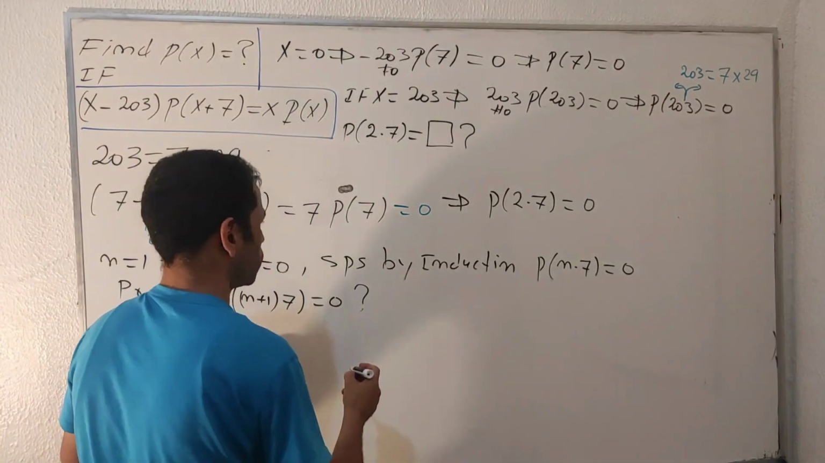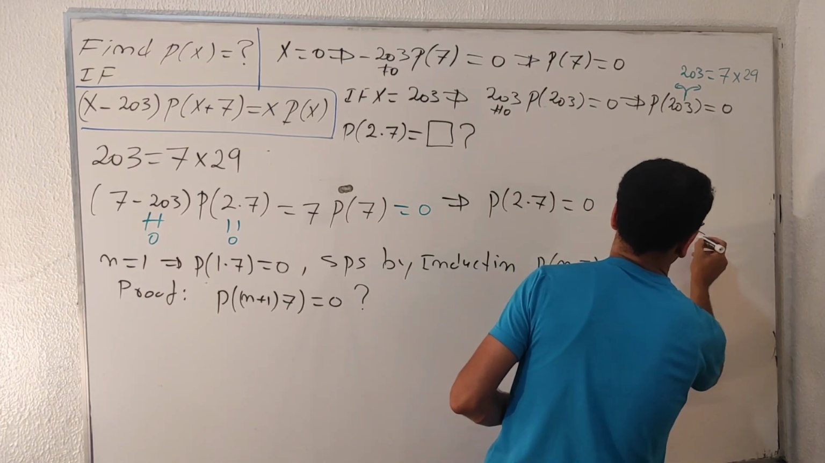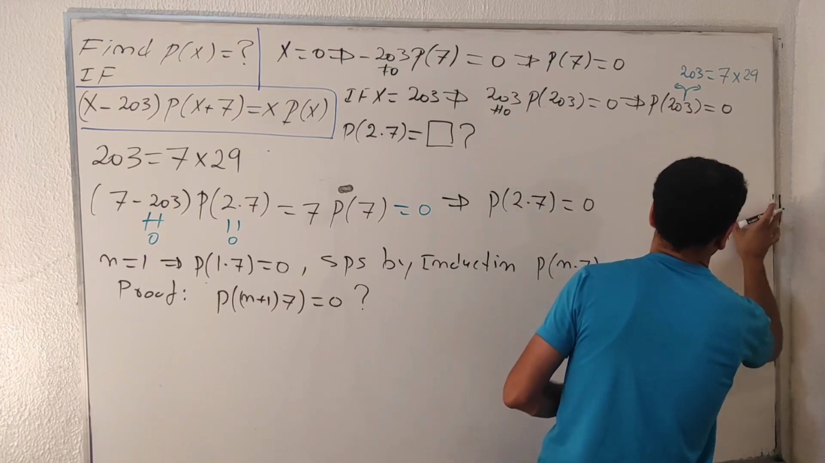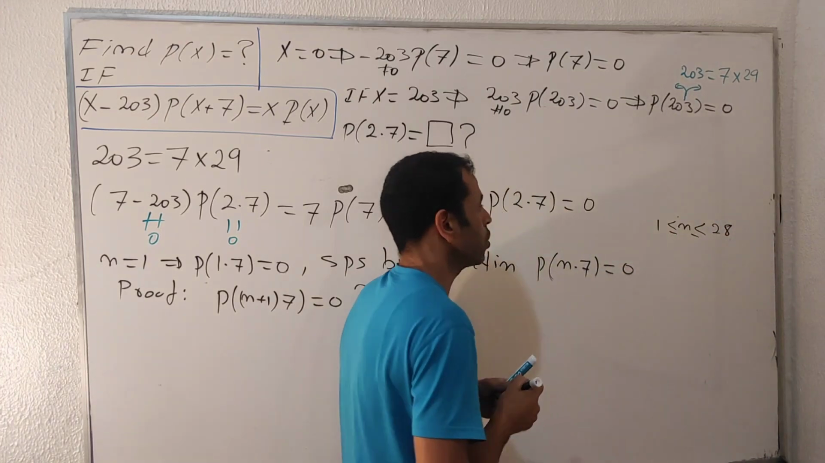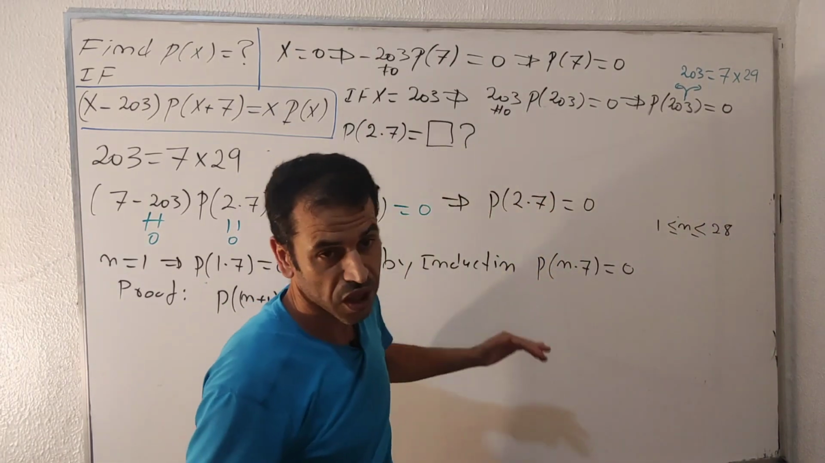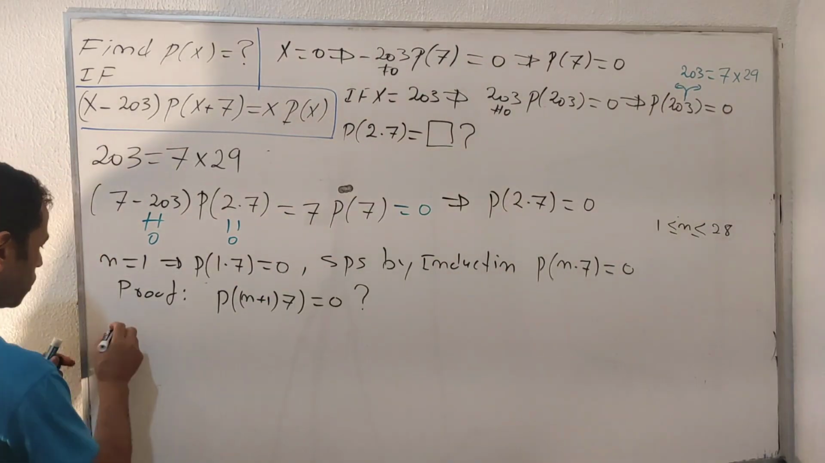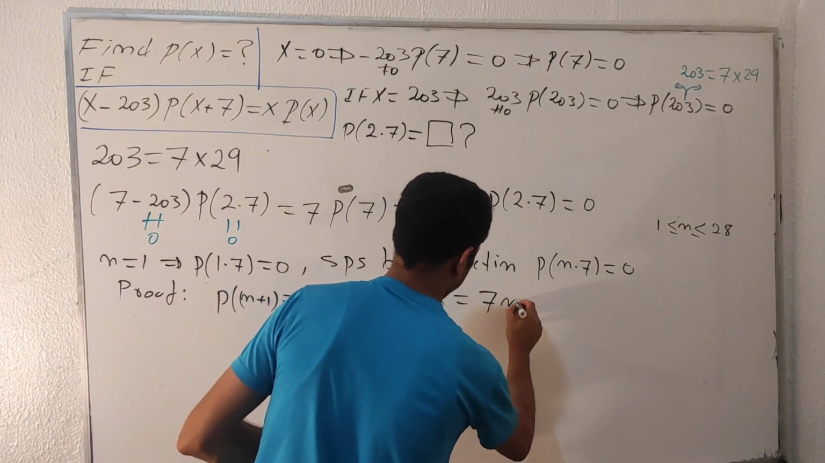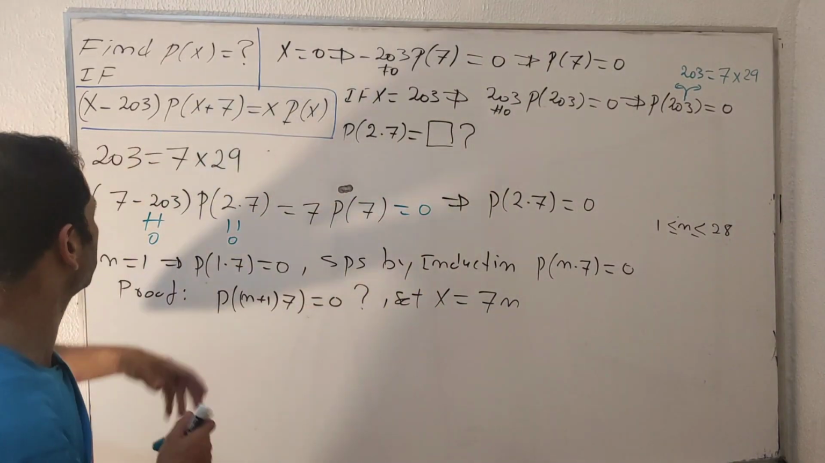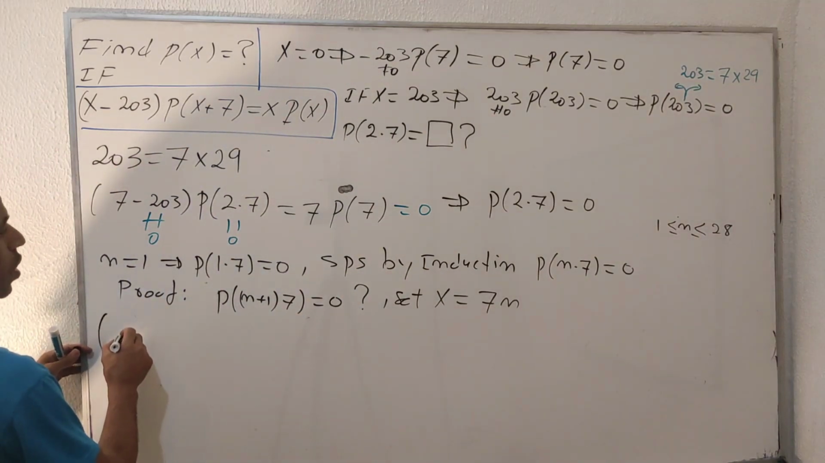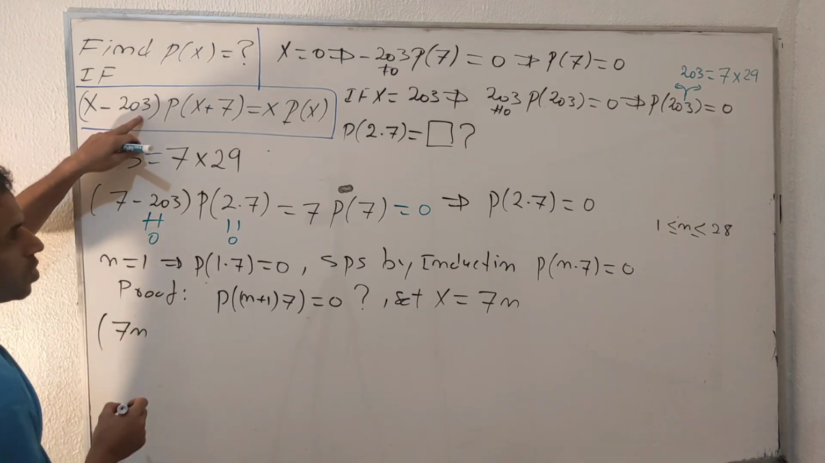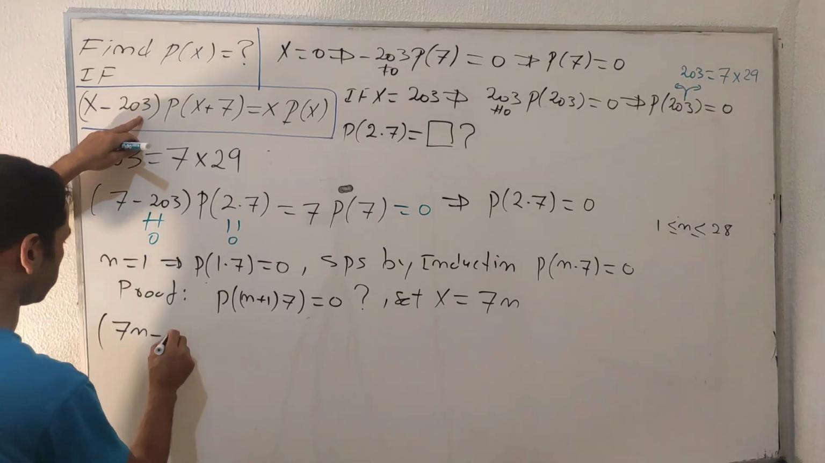Okay, so let's choose n between the number 1 and 28. Why have I chosen n between 1 and 28, not including 29? We will see that at the end of the proof. So let's set x equals 7n. I'm going to take this value of x and insert it back into the original equation to see what the expression is. x is going to be replaced with 7n minus 203, which is the same as 7 multiplied by 29.